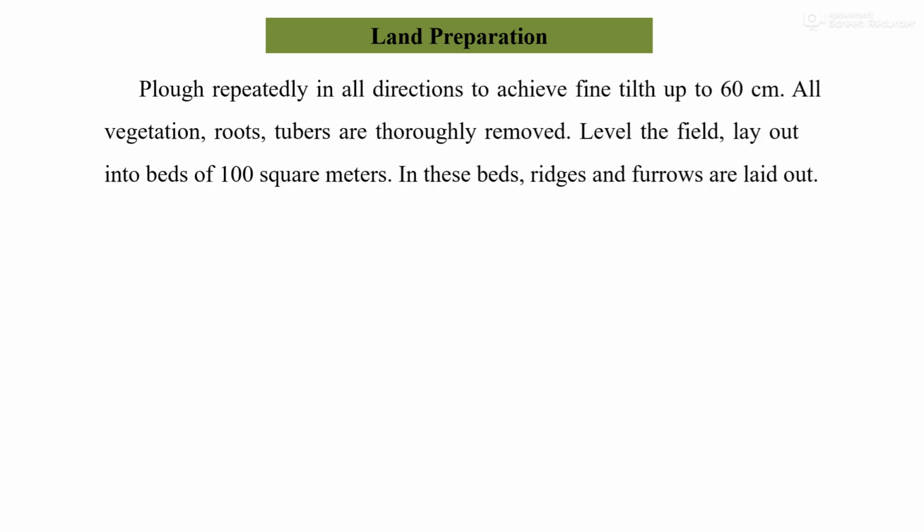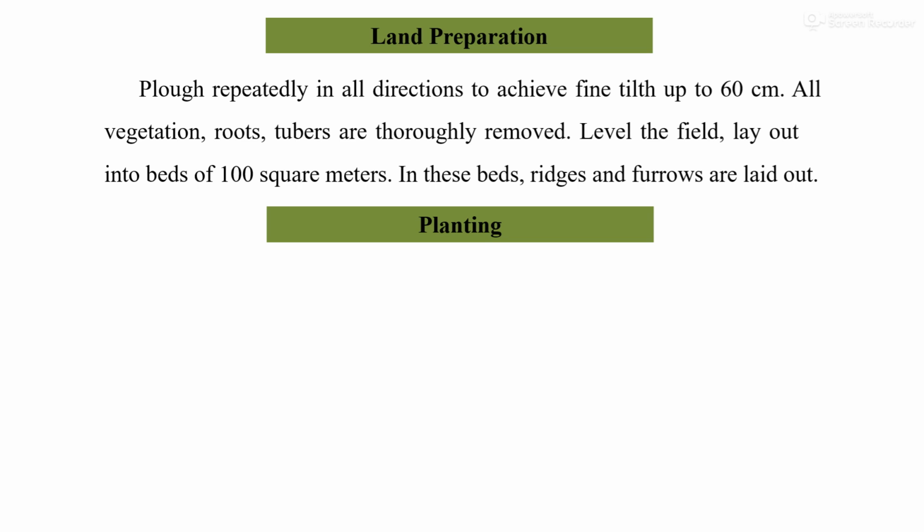Land preparation. Before plantation we need to follow proper tillage practices. For this, plowing should be carried out at a 60 centimeter depth to make a fine tilth. All the vegetation, roots and tubers are thoroughly removed. Then level the field and lay it out into beds of 100 square meters. In these beds, we will prepare a ridges and furrows type of layout.